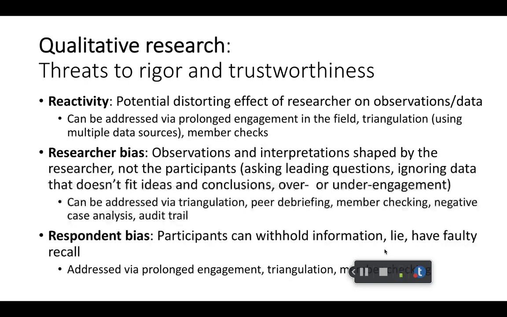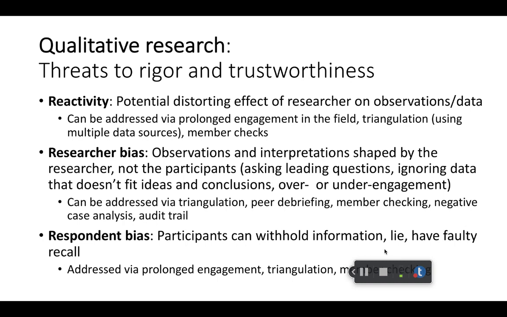So here are some threats to rigor and trustworthiness of qualitative research. Reactivity refers to the potentially distorting effect that a researcher can have on the observations, the phenomenon under study, or the data. And this, Lincoln and Guba suggest, can be addressed by prolonged engagement in the field, by what's called triangulation, which is using multiple data sources, and by member checks, which means going back to the people that you've talked to and making sure that your understanding of what they said to you is accurate.